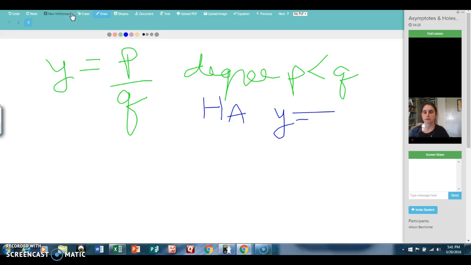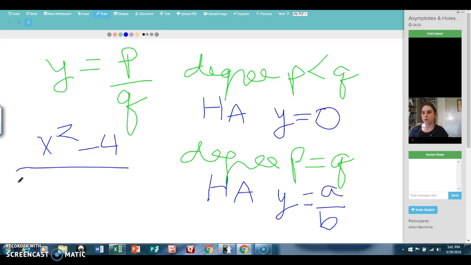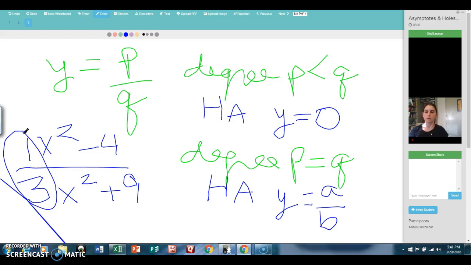Y equals, there we go, 0. All right, the next situation that could happen would be if the degree of p is equal to the degree of q. When the degrees are equal, then our horizontal asymptote occurs at the fraction of their leading coefficients. I'll show you what I mean about that. For example, if I had x squared minus 4 over 3x squared plus 9, my horizontal asymptote would occur at 1/3. The numerator and denominator have the same degree, they're both 2, so I just make a fraction of the leading coefficients, and that would be the horizontal asymptote.